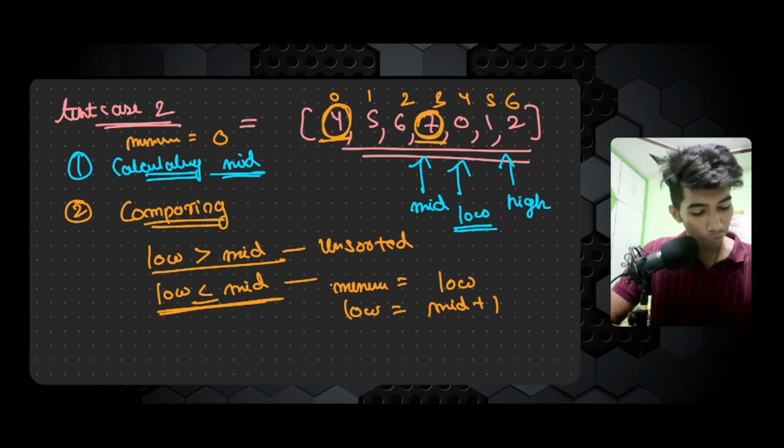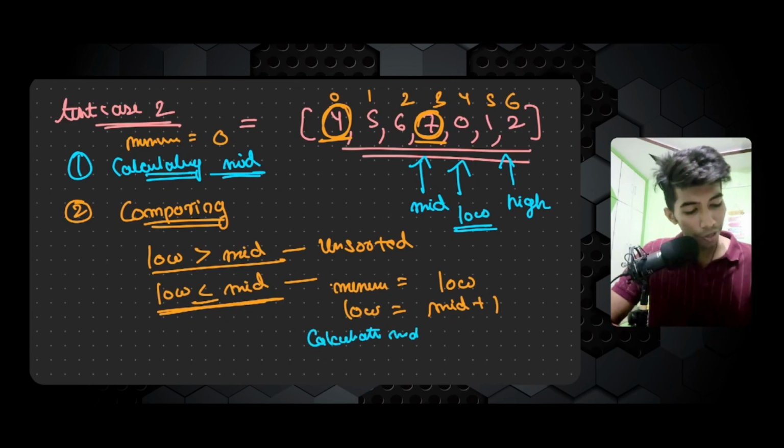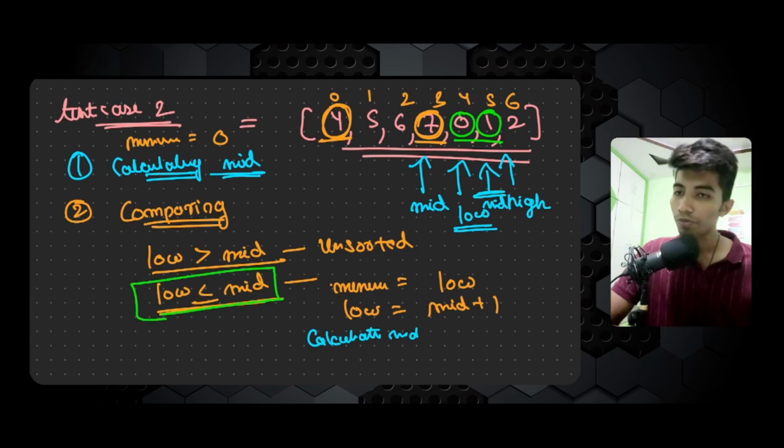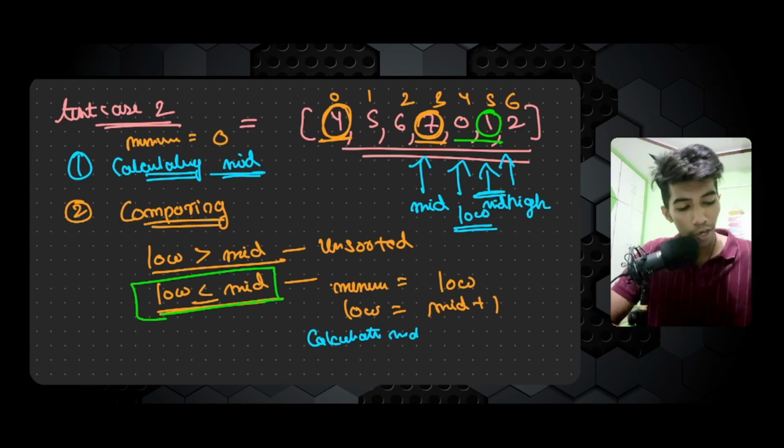Now again what will we check? Again we will first calculate the mid. So when we calculate the mid, it will come here. This will be mid at 1. Again we will be comparing this mid and low. We will be doing the same thing. Now again my low is lesser than or equal to mid. Then what will happen? Now I will check this low value again.